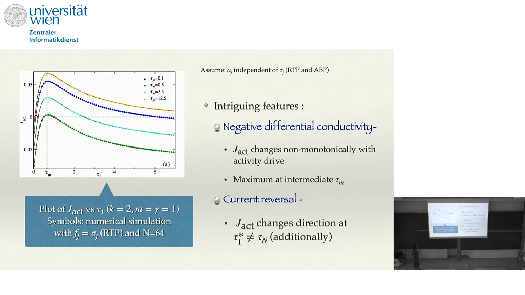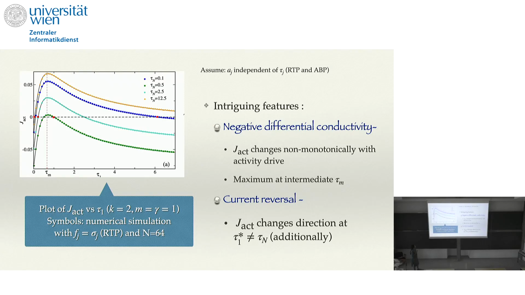So we see, first of all, that the current is non-monotonic. As we change the activity of one reservoir, keeping the activity of the other reservoir fixed, meaning that we are changing the strength of the drive, the current first increases and then decreases. So this is what is called negative differential conductivity, which is kind of counterintuitive, but it has been seen in non-equilibrium systems. I will come to it in a moment.